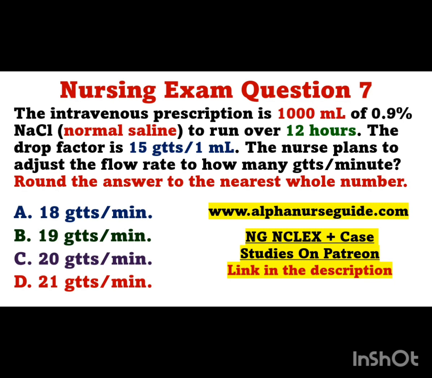A. 18 drops per minute. B. 19 drops per minute. C. 20 drops per minute. D. 21 drops per minute.